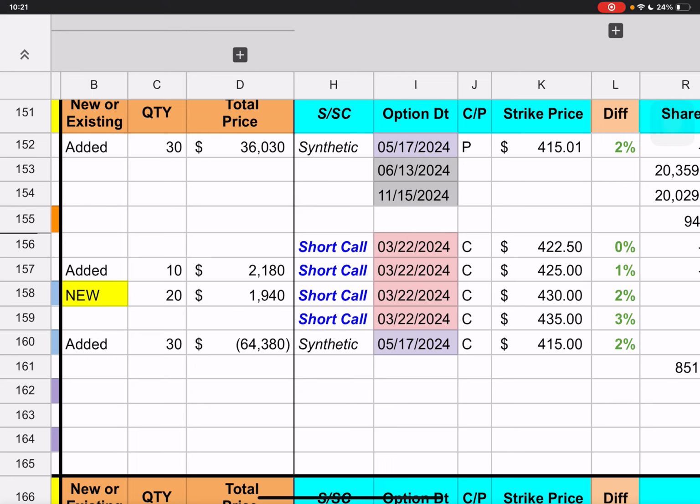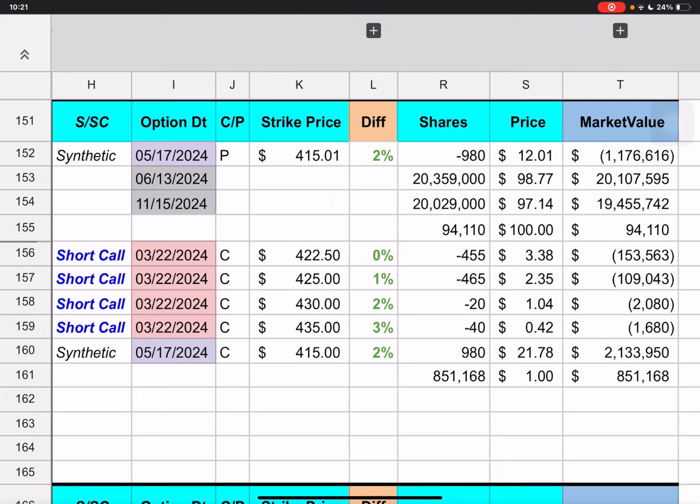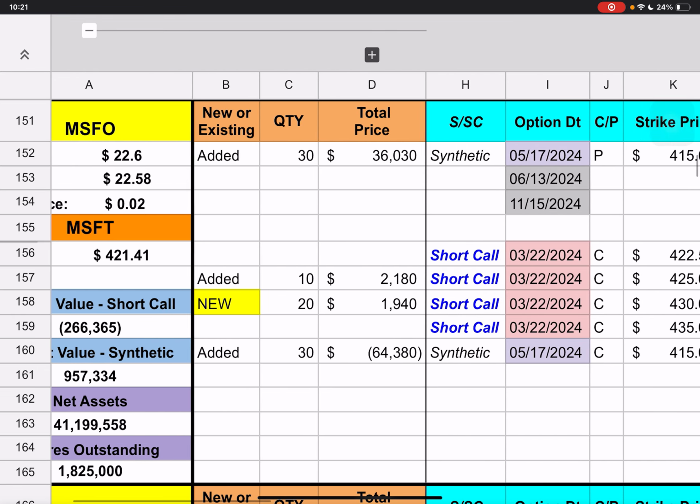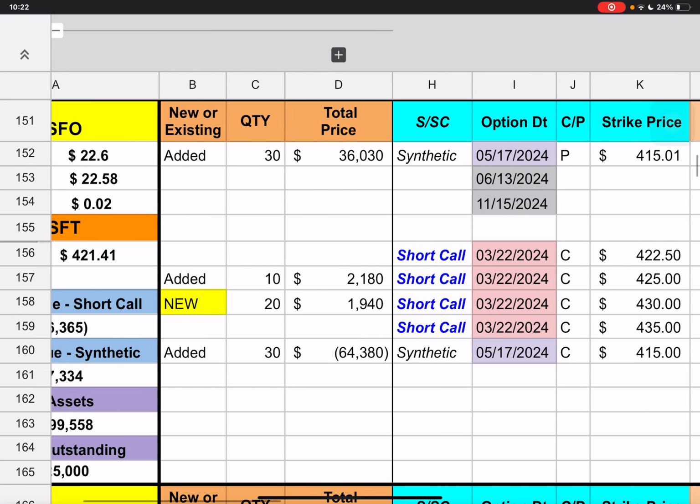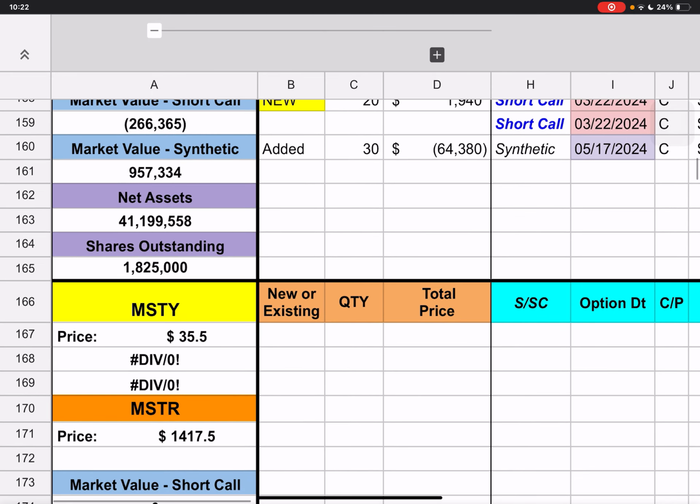And then they created a new one with a strike price of $430. So if we go over, it means we now have a total of four short calls, all expiring Friday: $425, $430, and $435, 0 to 3% below the strike price currently. Microsoft is at $421.41, so we're $1.99 away from our first strike call there.